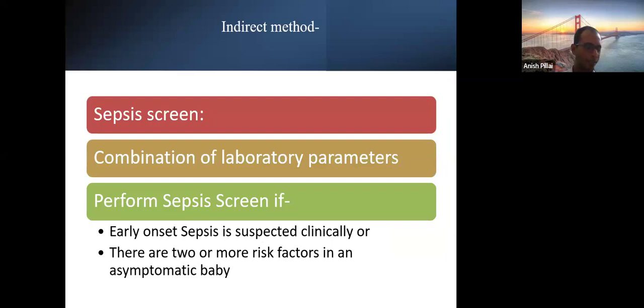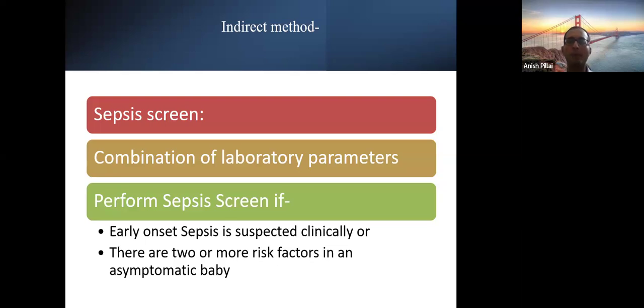Coming to indirect methods. So suppose you have sent the blood culture. Now there are two problems. One is that the blood culture is taking 2 days or 3 days to come because the culture test, you put the bacteria and it grows. And the second thing is that sometimes the blood culture may not be positive because either the child has received antibiotics from some other hospital, or the bacterial load is not good, or maybe the sample was not sufficient.